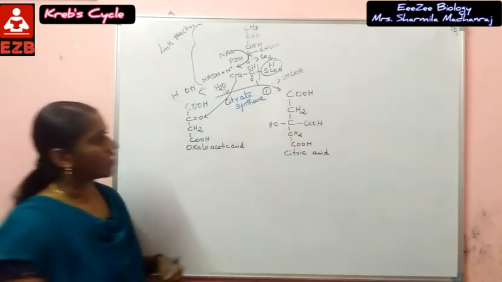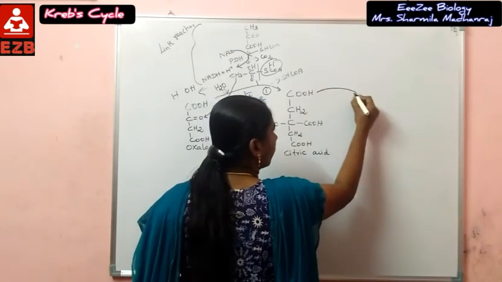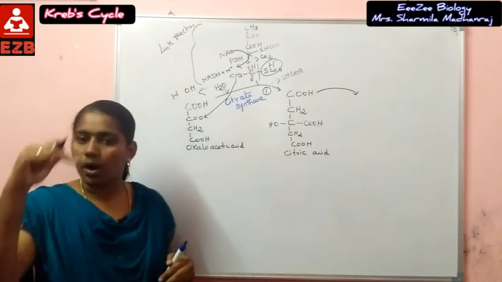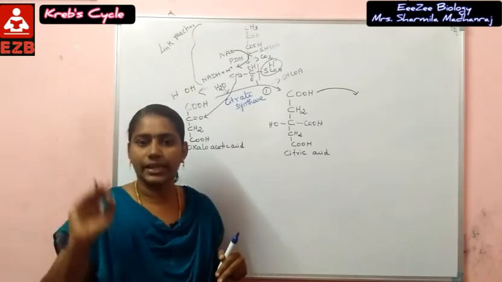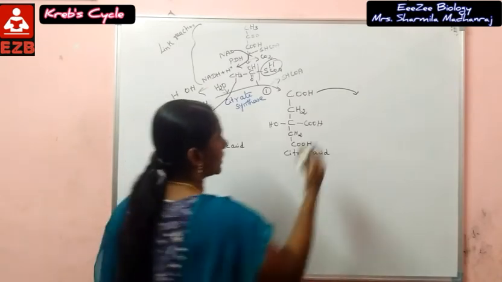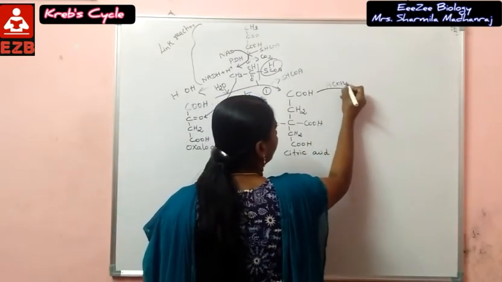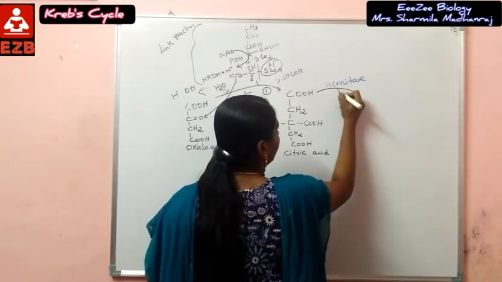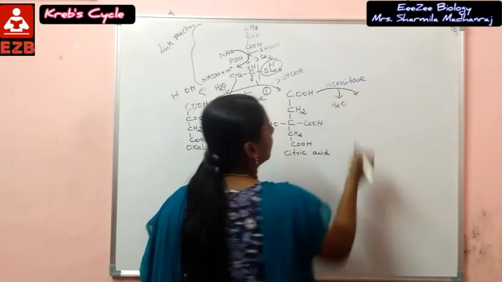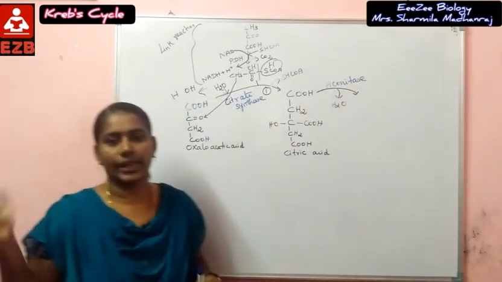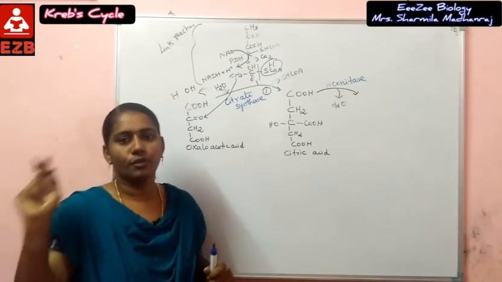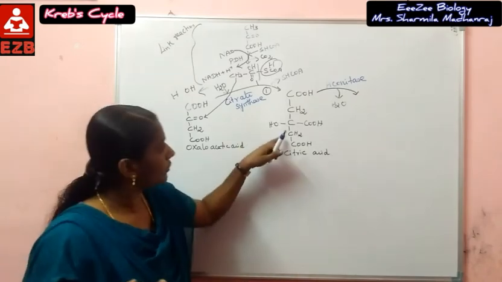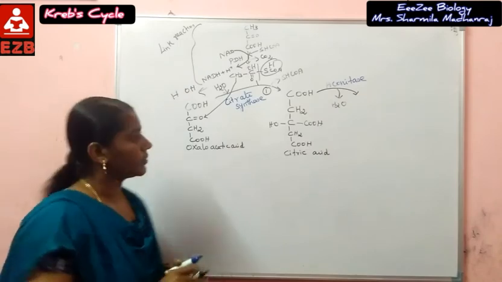Next, the second step reaction. Here, with the help of the aconitase enzyme, a water molecule goes outside. This is a dehydration process. Water molecule is removed from the third carbon OH group and the fourth carbon hydrogen.